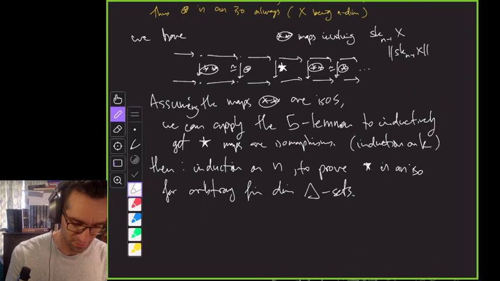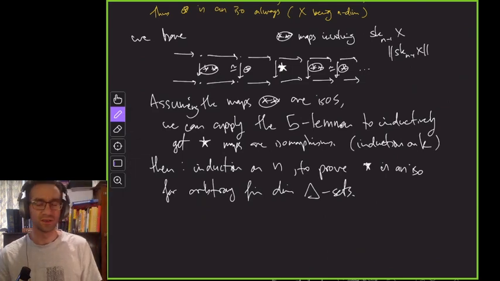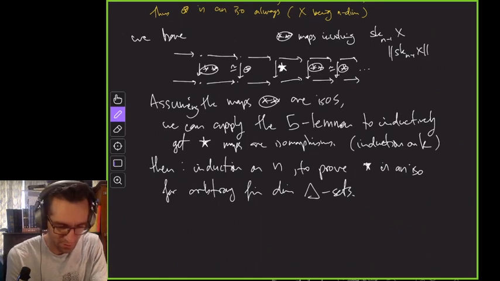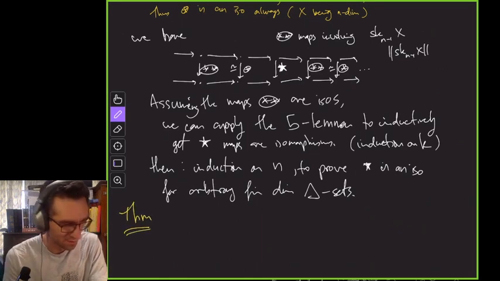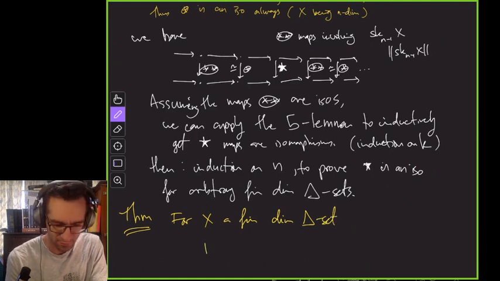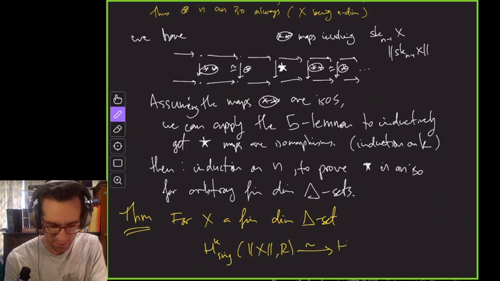Okay, so this, aside from quite technical things that I didn't prove to you, but there are ways to look these up, gives us that the singular cohomology of its geometric realization, and of a specified comparison map, is an isomorphism for all K.